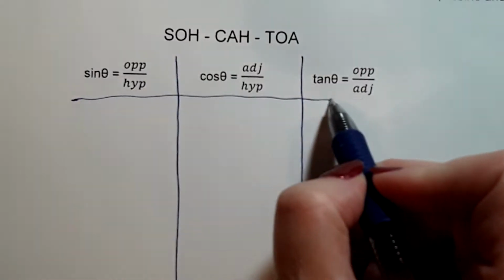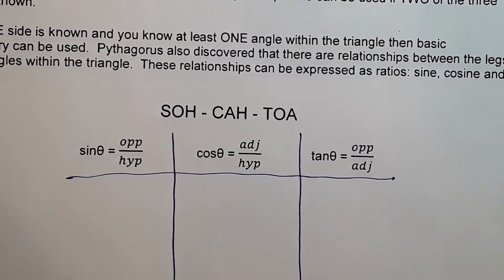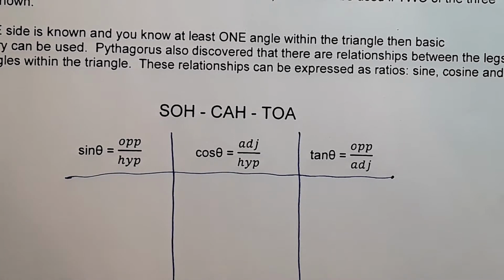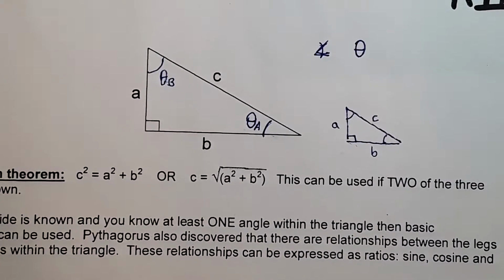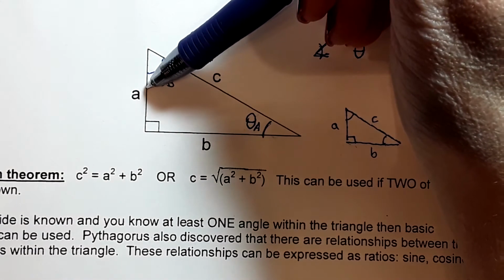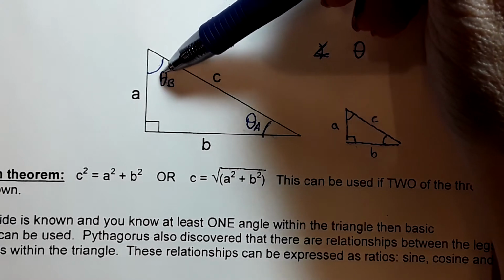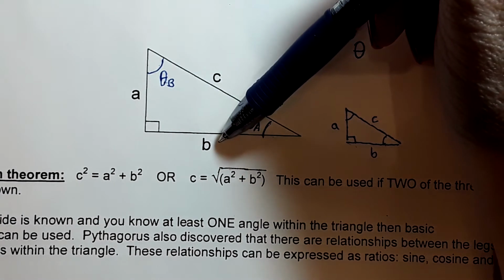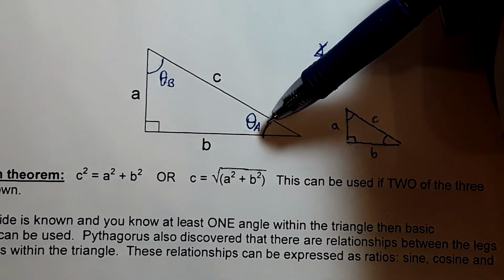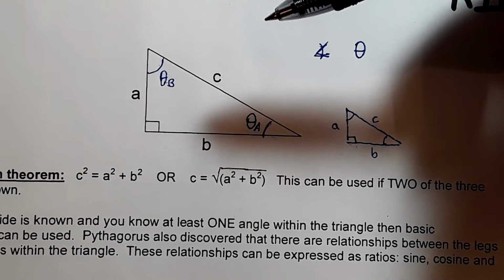Okay. So now we're going to take a look at the sine, cosine, and tangent functions. What side is the adjacent and what side is the opposite depends on what angle you're looking at. For example, if I look at angle A, the side opposite angle A is side A. But if I'm looking at angle B, the side opposite angle B is not A, it's side B. So whatever angle you're looking at, you have to judge from that angle what is opposite and what is adjacent.